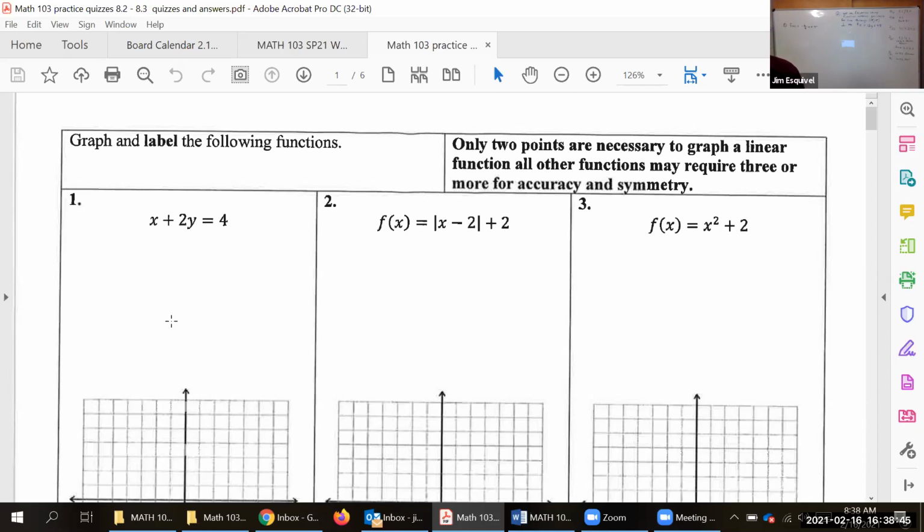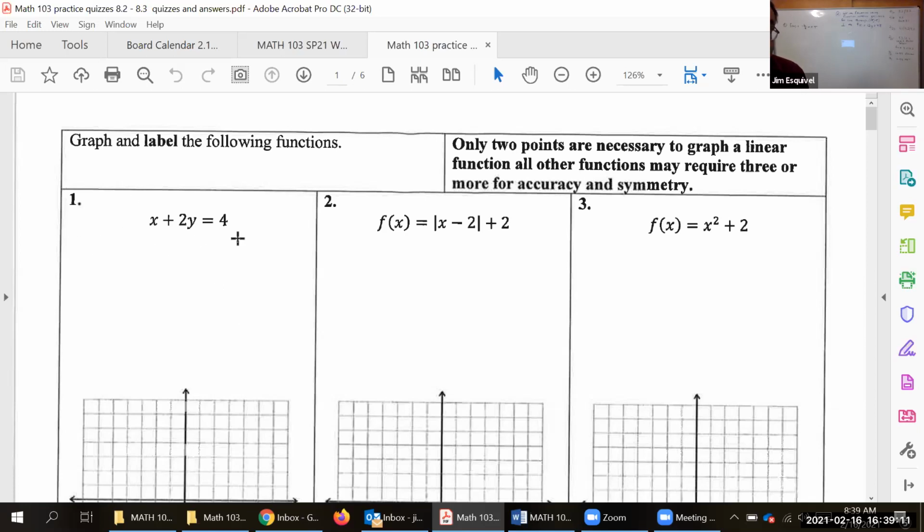These are not homework. They're not extra credit either. What this is to get you completely familiar with the quiz that you're going to take next Thursday. The quiz you're going to take next Thursday is 5 problems, all graphing.